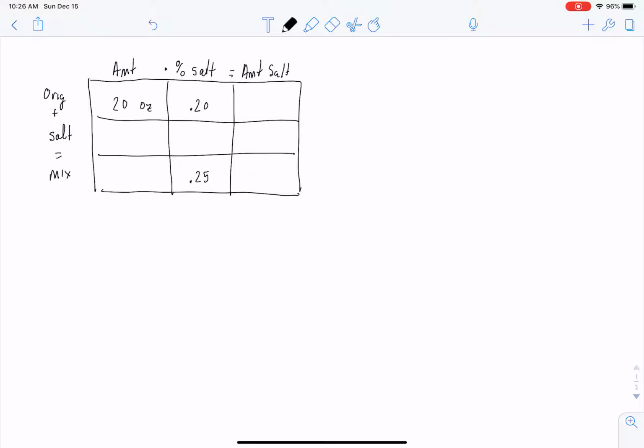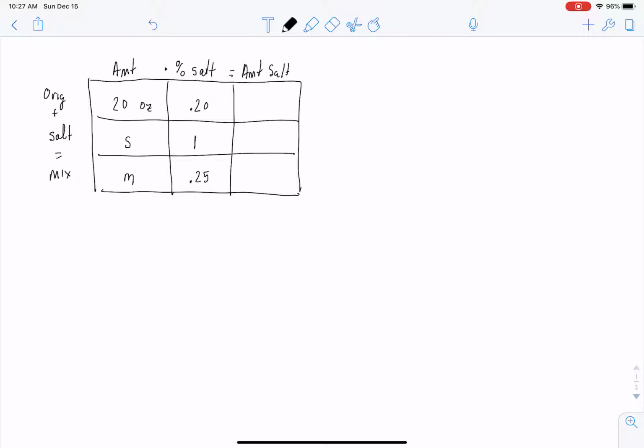And now we fill in the unknowns, right? So I'm going to add salt and I'm going to get a mixture. I don't know those amounts. And then the percent salt in salt, we have to assume that it's 100% or 1.